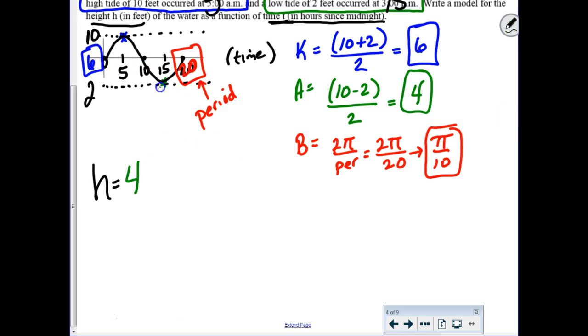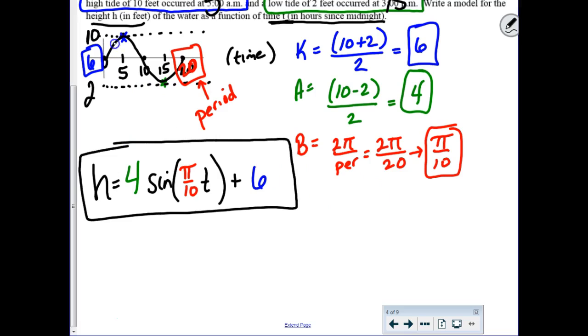This was a, what is it, sine or cosine? Sine. Inside the sine function, next comes the B value, which you just found to be pi over 10. And then for the variable, they said up here, you must use T. So T. And then one more thing, plus the midline. What was your K? 6. Very good. There's your formula.